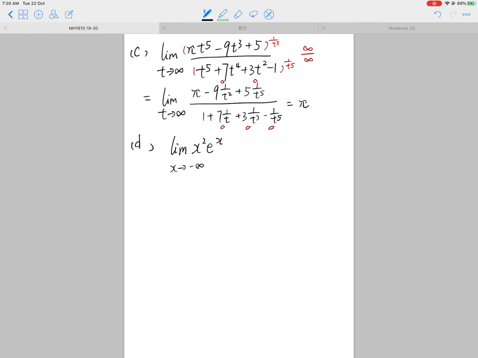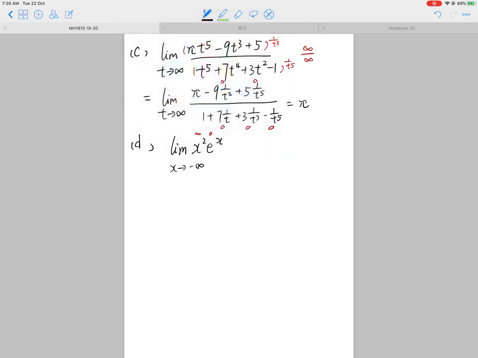Okay, when x is approaching negative infinity, you can think about it. Your x squared is approaching positive infinity, right? Your e to the power of x is approaching 0. So you can't say infinity times 0 is 0. Okay, that's a very typical mistake. So you don't know. Then what can you do?